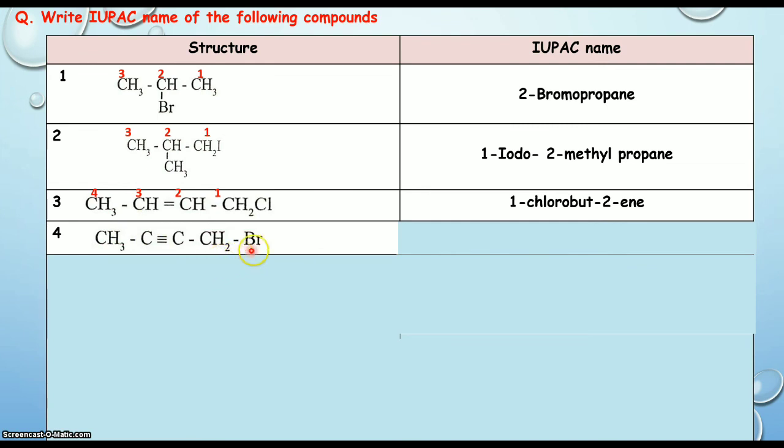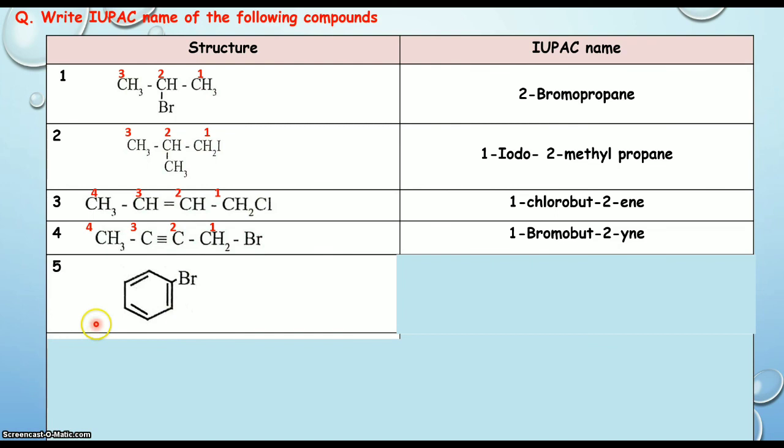Same thing we are going to follow for the fourth example. The correct numbering is this. As bromine is present on the first carbon atom, so the IUPAC name will start with 1-bromo, but-2-yne. But-2-yne means the triple bond is there after the second carbon atom. Now this is very simple.